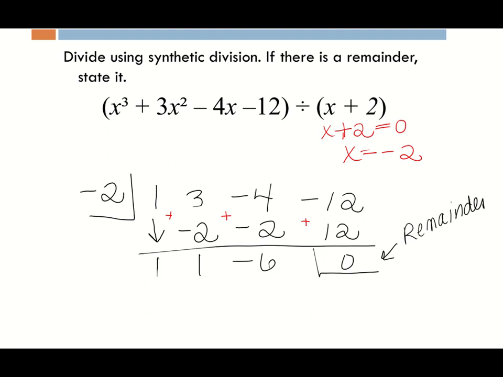Now, I'm just left with these numbers, 1, 1, negative 6. So what does that mean? Well, I started with x cubed. So when I divide, I'm going to start with what comes after, so x squared, and these are going to be my coefficients now. So this becomes 1x squared plus 1x minus 6, going in descending order. This would be my final answer: x squared plus x minus 6, because I have no remainder.